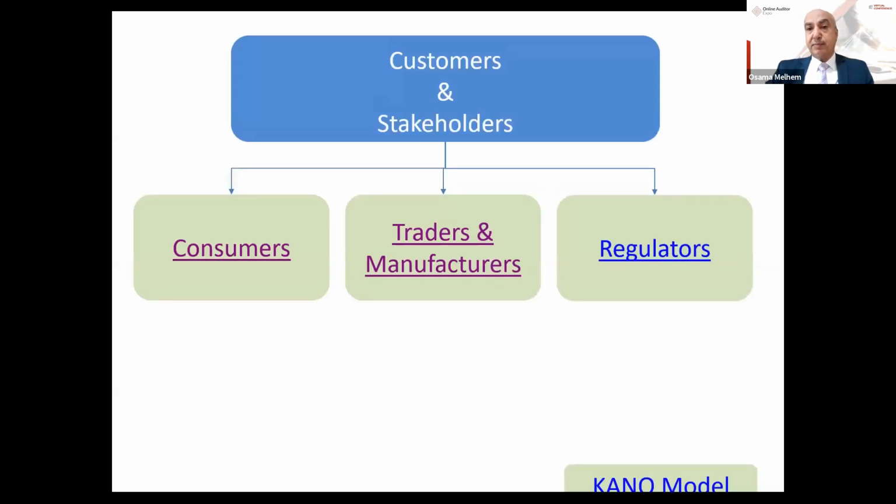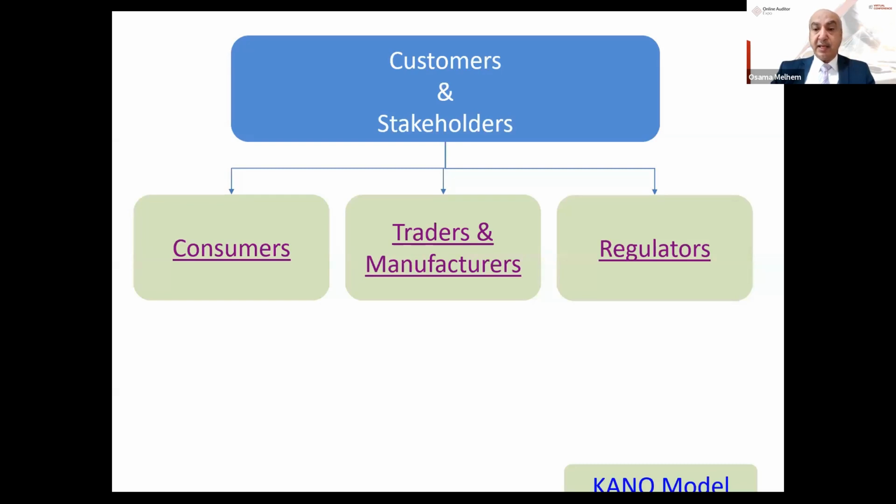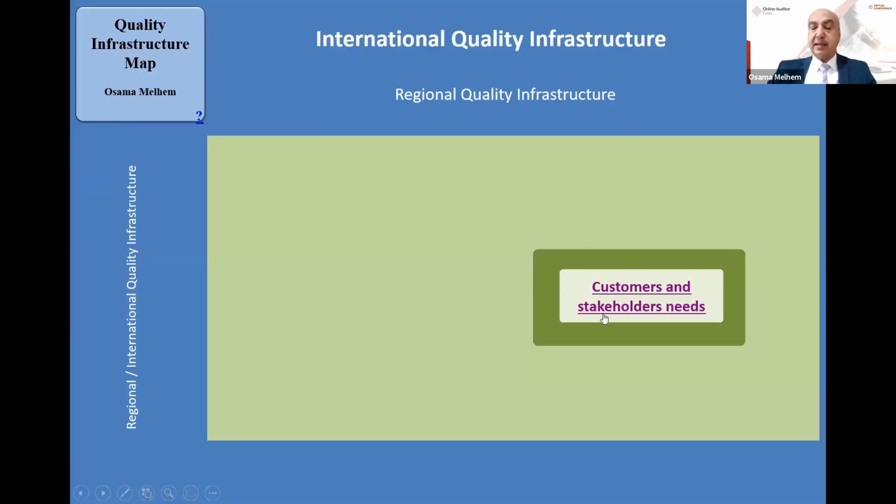What about the regulators? Regulators also need clear, flexible, dynamic, strong, and up-to-date regulation. They also need a quality infrastructure system that protects the consumers, protects the environment, and supports the economy. Now, if we understand the needs of our clients and our stakeholders, we should think how we can serve them.